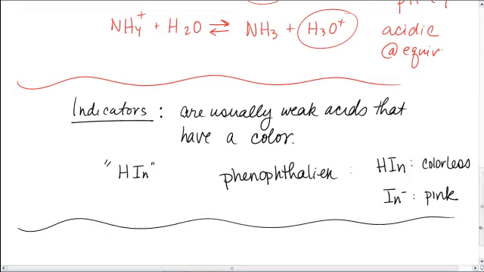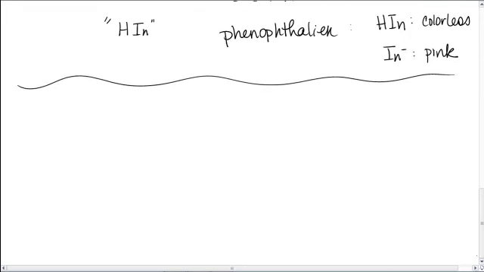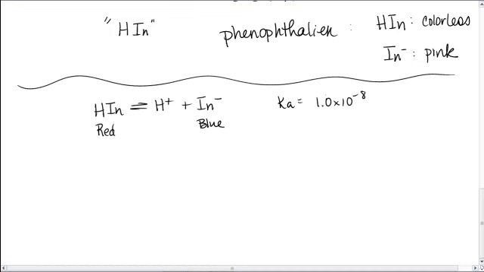So let's do an example, not using phenolphthalein, using a different indicator. And let's write the equilibrium associated with this indicator. I'm making this indicator up. So I'm going to say that when it's in the HIN version, it's red. And when it's in the IN minus version, it's blue. And it's a weak acid, so I'm going to give you the Ka as 1 times 10 to the minus 8.